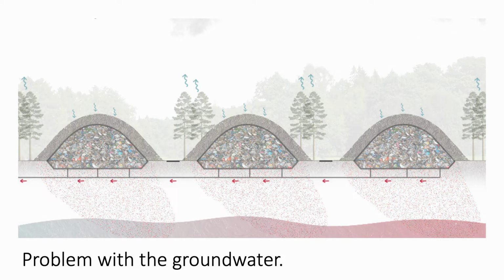This is a section of the current situation and shows us the water problem on the location. Water infiltrates in the piles with waste and creates polluted water. This polluted water is partly drained by a drainage system, but also partly soaks into the soil, currently polluting the groundwater.